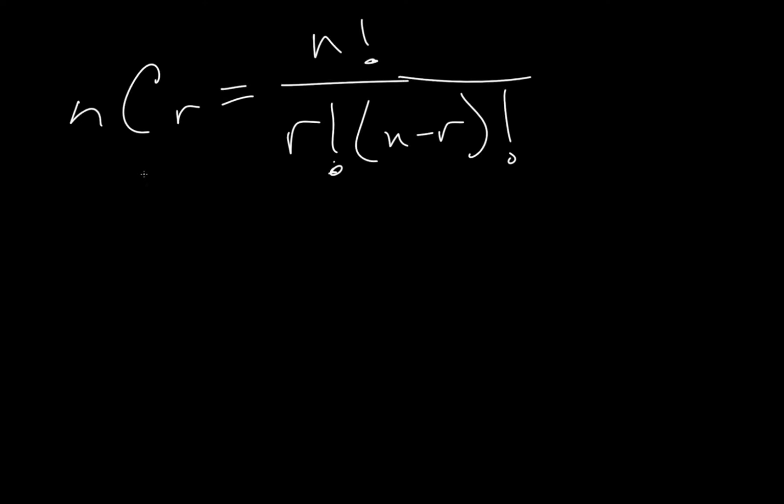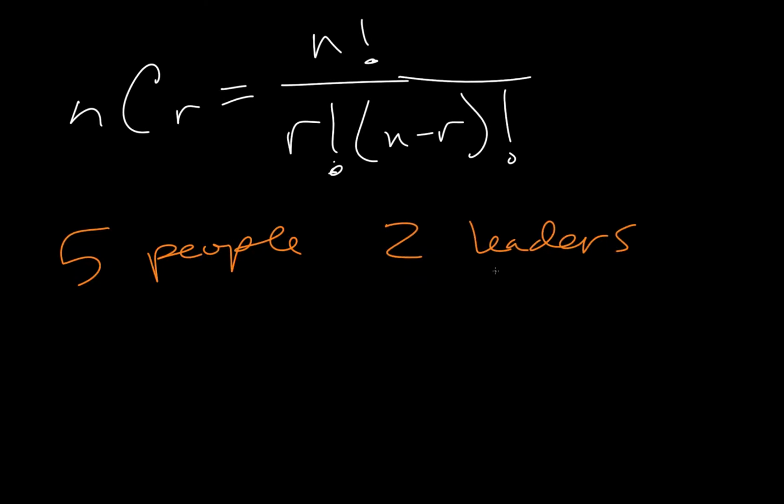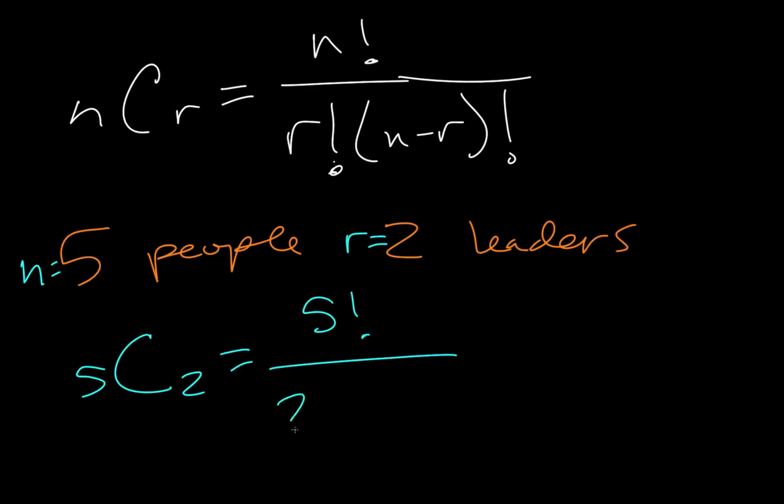So if we had a group of 5 people and we wanted to choose two leaders from those 5 people. This would be n, and this would be r. And so we'd just plug them in. So we would say 5C2, and then we'd end up with 5 factorial over 2 factorial, 5 minus 2 factorial.